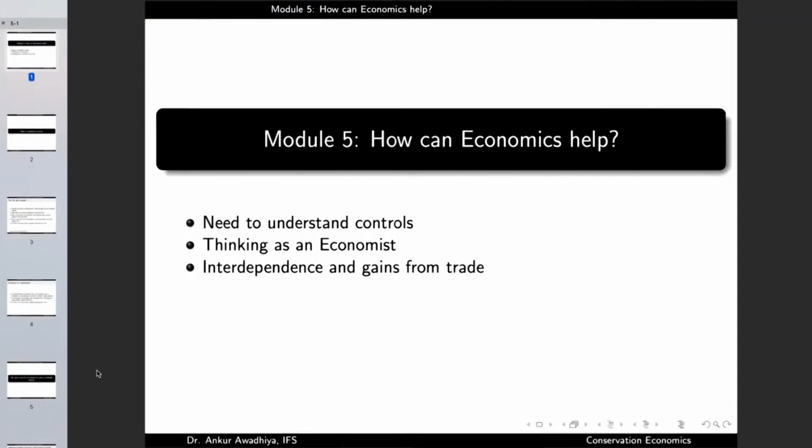Namaste. So far, we have looked at why we need conservation and what the threats to wildlife are. Now, the question is how can we use the knowledge of economics for the aid of conservation? In this module, we'll look at how economics can help in achieving our objectives of conservation. This module will have three lectures. The first is the need to understand controls. Second is thinking as an economist. And the third is interdependence and gains from trade.